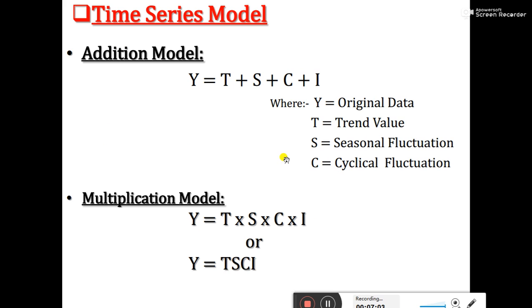Here, in the case of the time series model, we can go for the additive model, that is y = t + s + c + i, where y is the original data, t is the trend value, s is the seasonal fluctuation, c is the cyclical fluctuation, and i is the irregular variation. And the multiplicative model is y = t × s × c × i, or you can say TSCI.